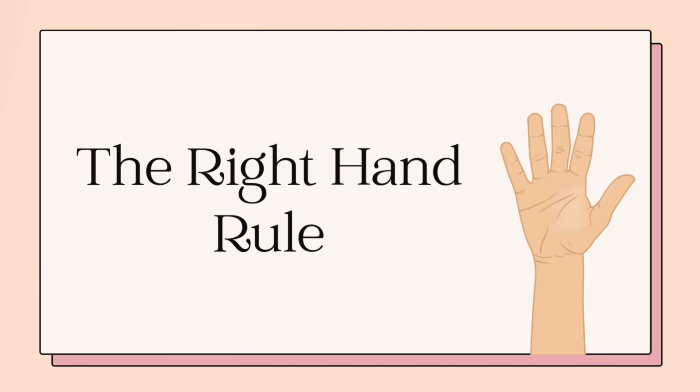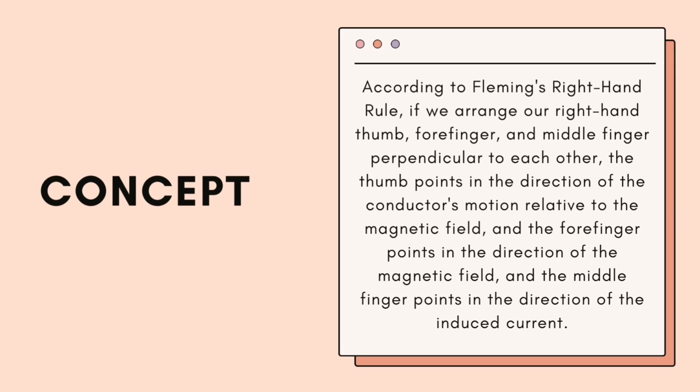The right hand rule. According to Fleming's right hand rule, if we arrange our right hand thumb, forefinger, and middle finger perpendicular to each other, the thumb points in the direction of the conductor's motion relative to the magnetic field, the forefinger points in the direction of the magnetic field, and the middle finger points in the direction of the induced current. On the next slide, you will find an example of Fleming's right-hand rule.